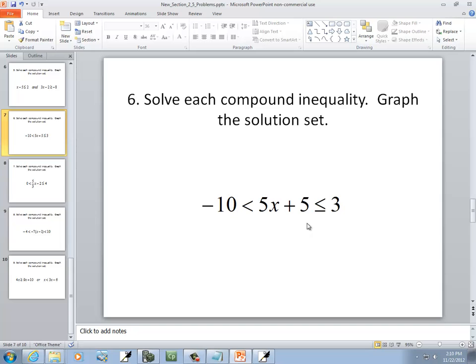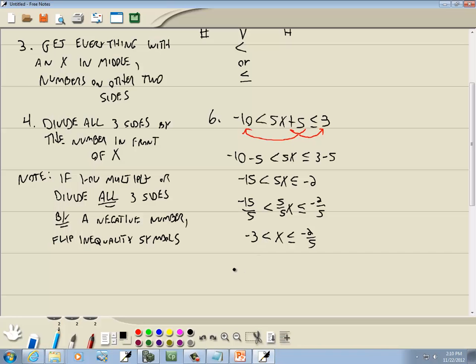So we're fine there. It says graph your solution set. Well, less than here means parentheses on the negative 3. Less than or equal to means bracket on the negative 2/5. The line underneath is what tells you bracket. And then we're shading in between, like that. But that's our answer right there.